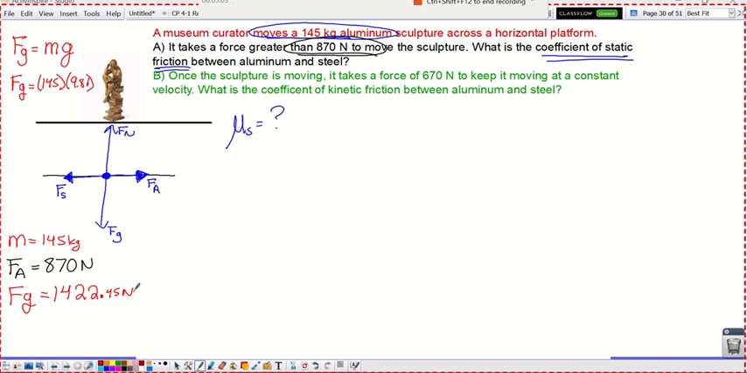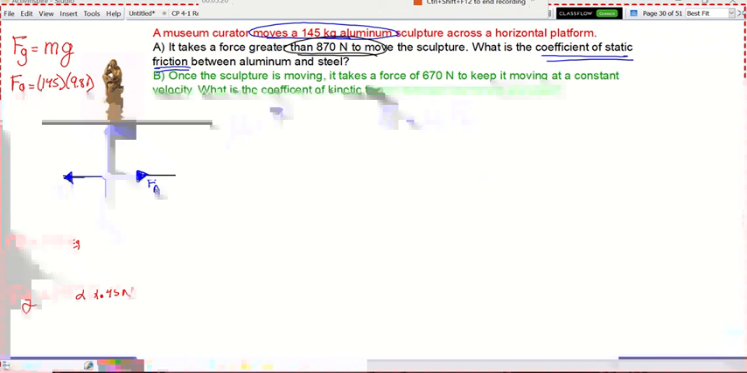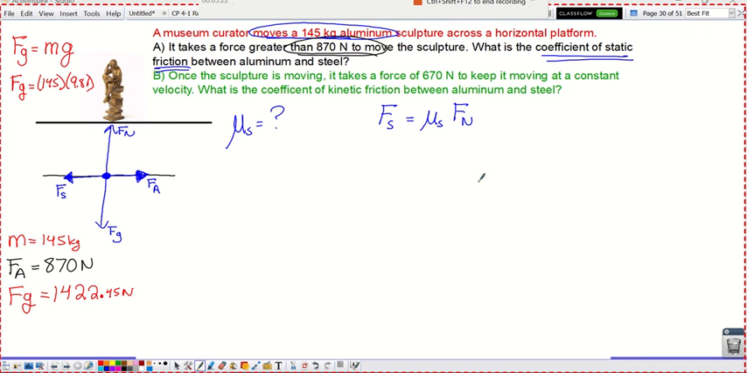I wrote down what I'm trying to find. Maybe I'm going to look for the equation next. There's only one equation with the coefficient of static friction in it, and that is the force of static friction equals the coefficient of static friction times the normal force. So I write it down. I look at my givens. I say, all right, I don't have static friction. I don't have normal force. I'm stuck.